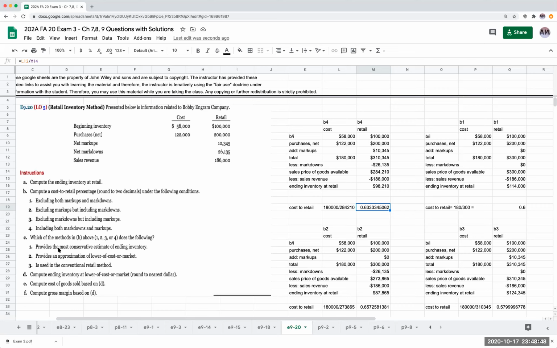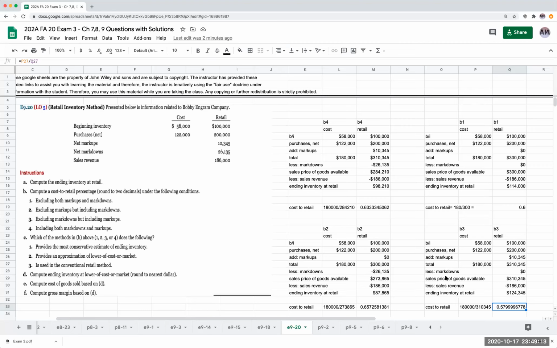And the one that we're using in the conventional retail method, as it shows here, is where we exclude markdowns but include markups. So I'm assuming that is to get this cost to retail percentage as low as possible, which is what happens here. So we include markups and we exclude markdowns.